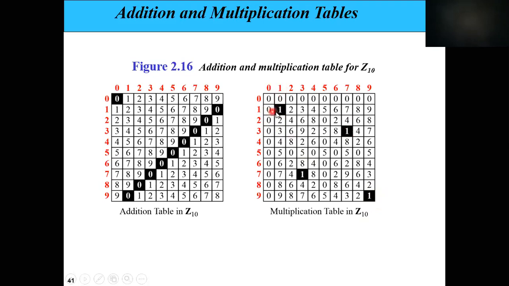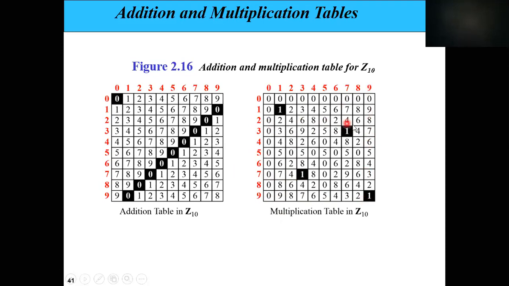If you go along the row and look for the 1, and then look above, that will be the inverse of that element. For the row of 3, the element 1 is over here. So if you go above, the inverse of 3 is 7, the inverse of 7 is 3, and the inverse of 9 is 9.